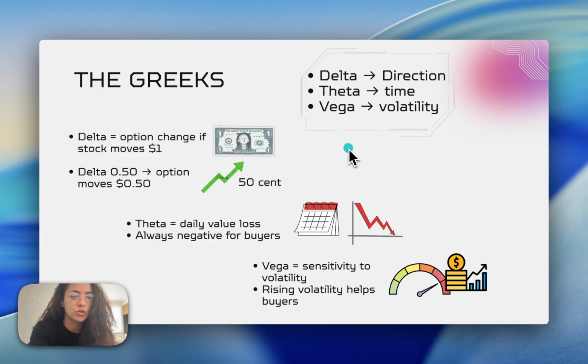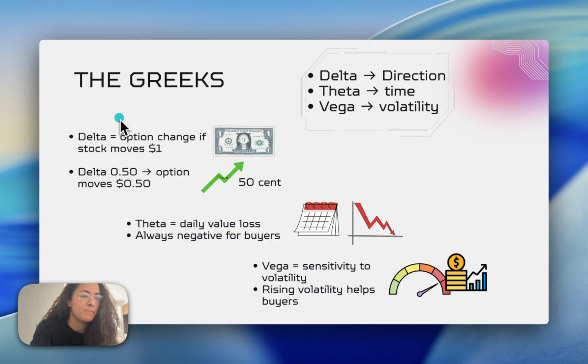Now, this introduces us to the Greeks. The Greeks are just a way to name what we just discussed. So, direction is indicated by delta, time by theta, and volatility by vega. You will see delta, theta, and vega in option chains typically. That's going to be a discussion for the next lesson. For now, let's just see what they mean.